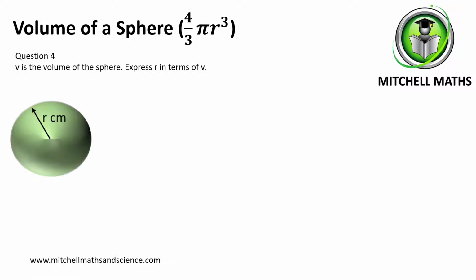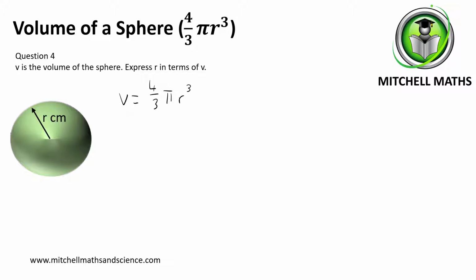Well, if we know V is the volume, we could just write V equals, and we've got the formula for the volume, which is 4/3 pi r cubed. And the question is asking us to express r in terms of V. So we need to rearrange this formula, a bit like the last question. We need to rearrange it to make r the subject.